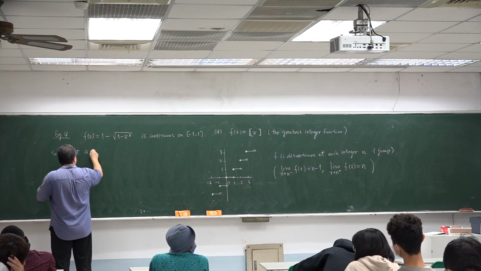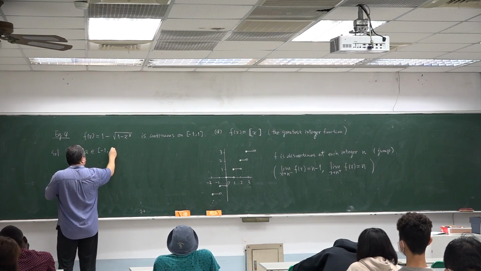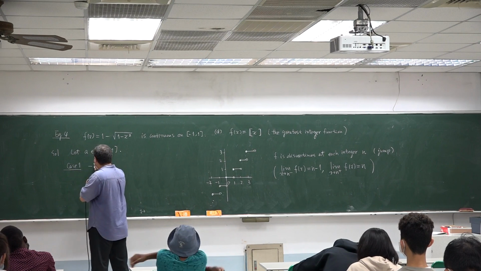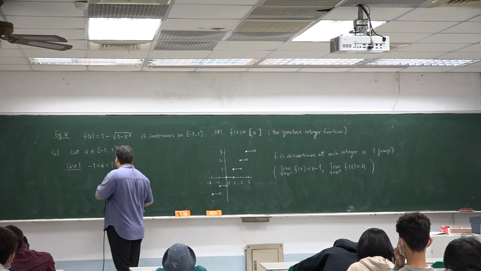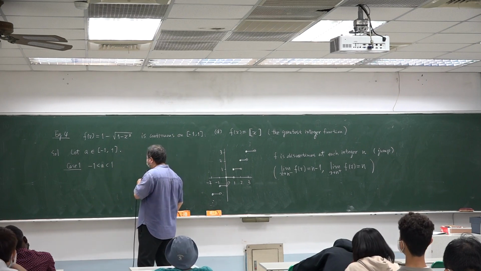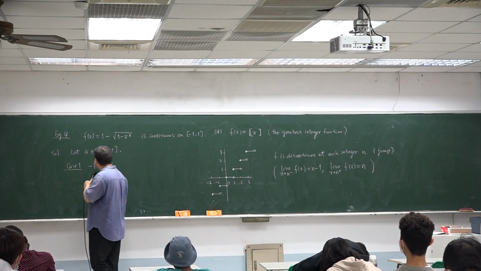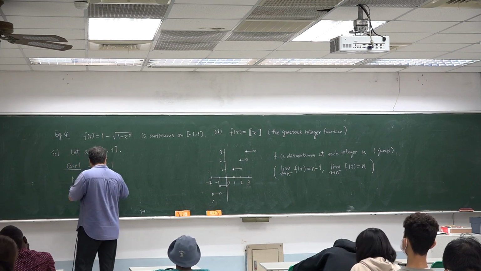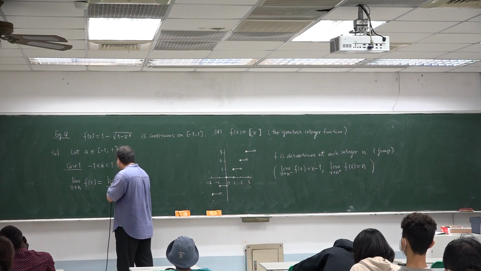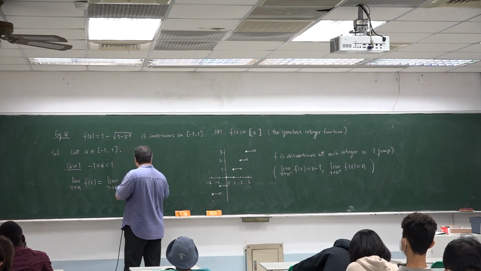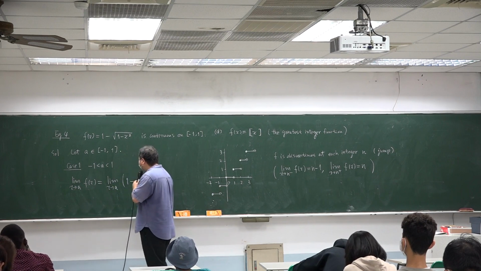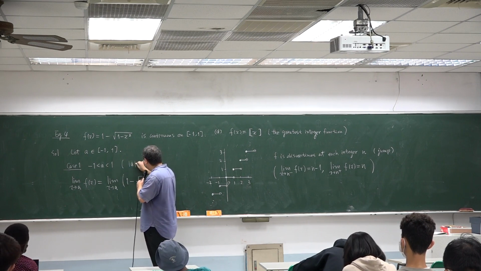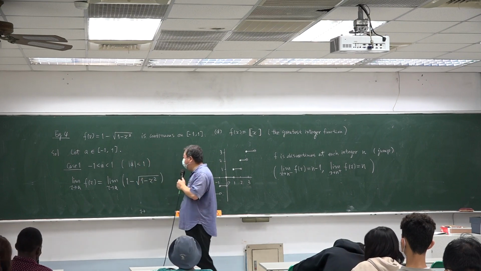Let A be any number in this set. Case 1, if A is an interior point of this interval, or A between -1 and 1, which is the same as the absolute value of A being less than 1, then we have the limit as x approaches A of f of x equals the limit as x approaches A of 1 minus the square root of 1 minus x squared.